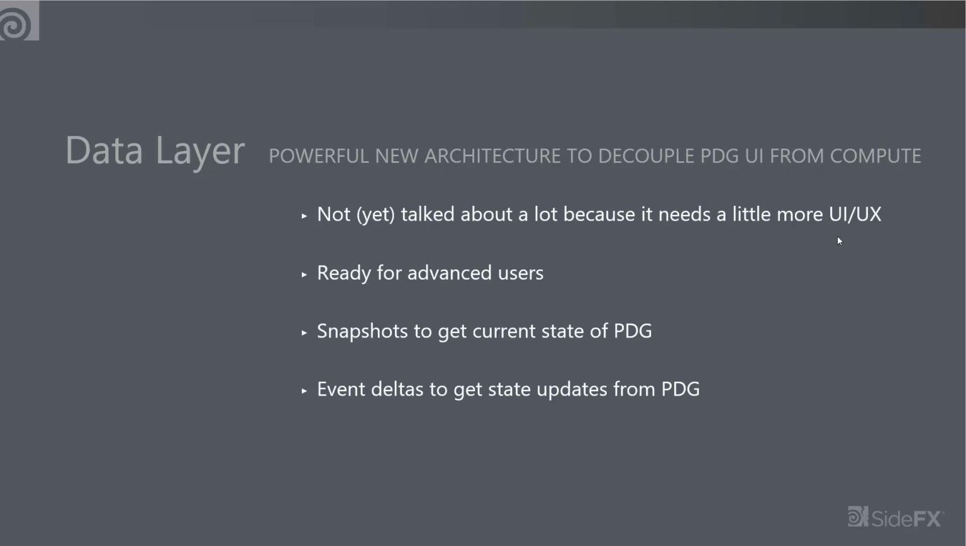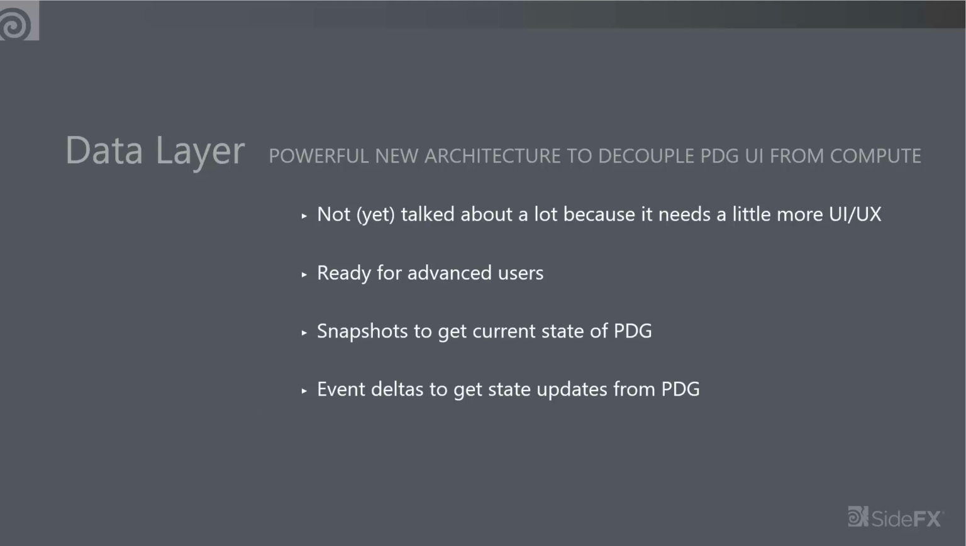So it's ready for advanced users, and basically, like I said, it's powerful in a couple of ways. Not only does it allow attaching any kind of UI to a running headless PDG instance, but also you can get these things called snapshots to iterate over the current state of PDG through basically a dictionary. And more importantly, you can get event deltas to get the status updates from PDG. There's a lot you can do with this system. Okay, let's take a look at the high-level overview of it.